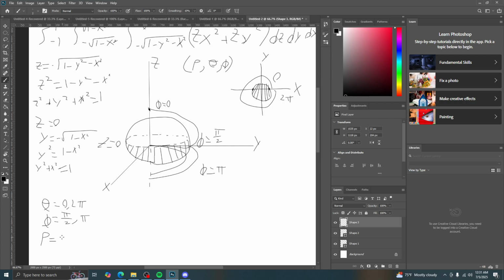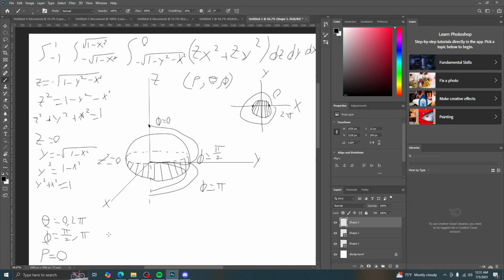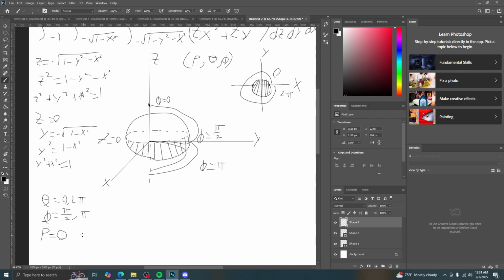And like r, the bounds for rho are almost always going to start at 0, and then you just put the radius of the sphere for the upper bound. So the lower bound is almost always going to be 0 because it's starting at the origin, and then it's going to where the sphere ends, like the distance from the origin. And because the radius of the sphere we already know is 1, rho is going to go from 0 to 1.